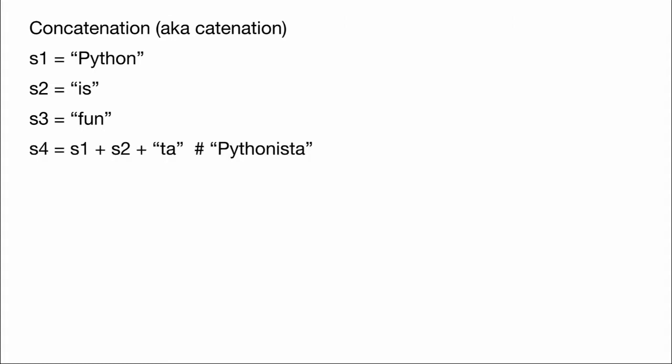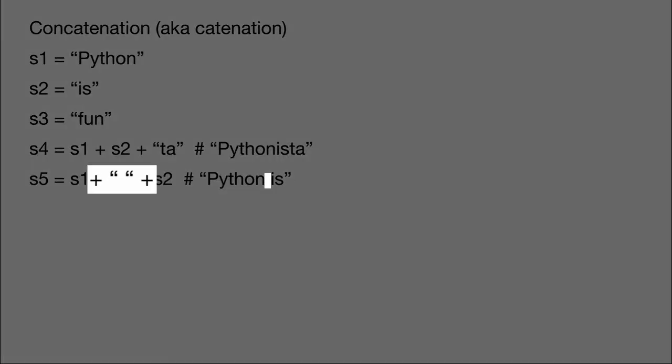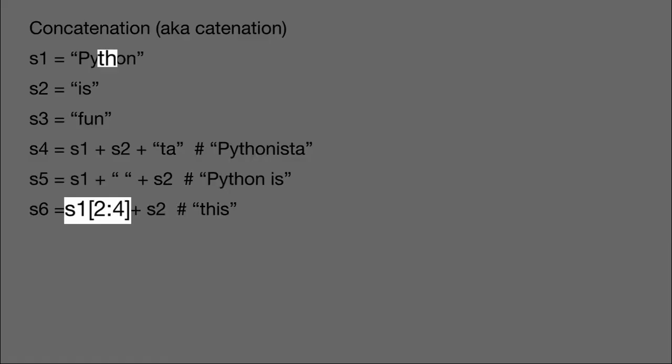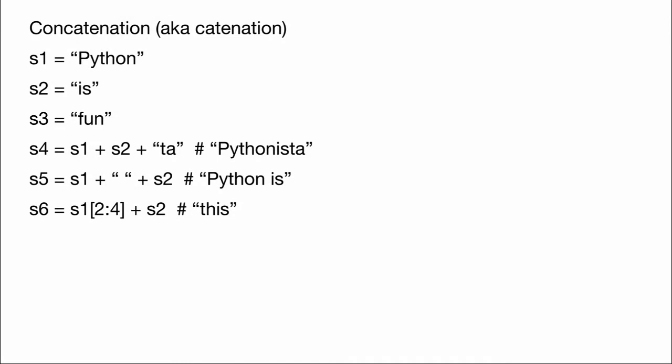Here's an example showing that we can concatenate 3 strings together using 2 plus operators. Note that spaces are not inserted. The strings are placed directly together. If you want a space between those 2 strings, you would need to concatenate a space between them. You can also combine slicing or indexing with concatenation. Since the expression s1[2:4] produces the string th, we can concatenate it with s2, which is the string is, and get this.